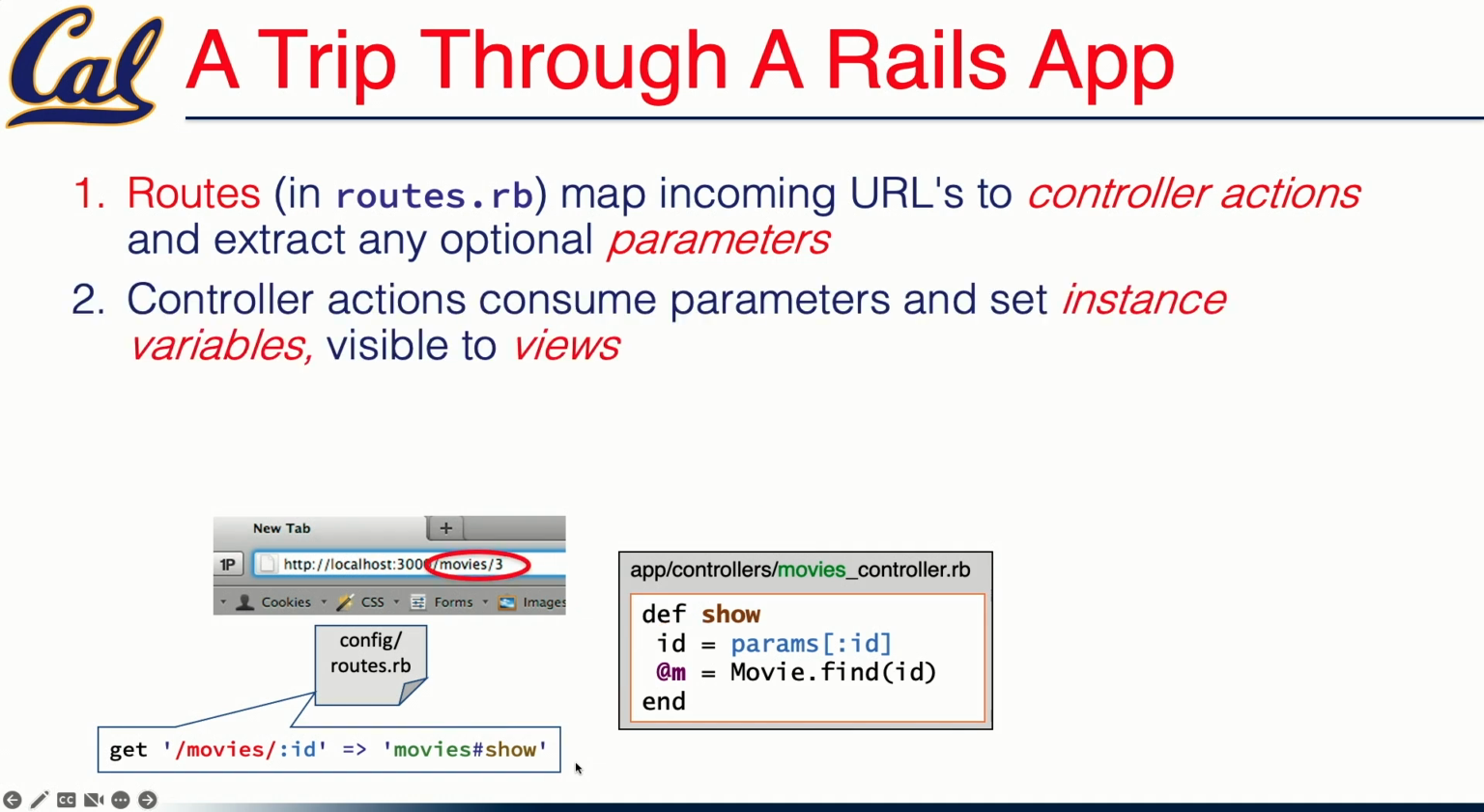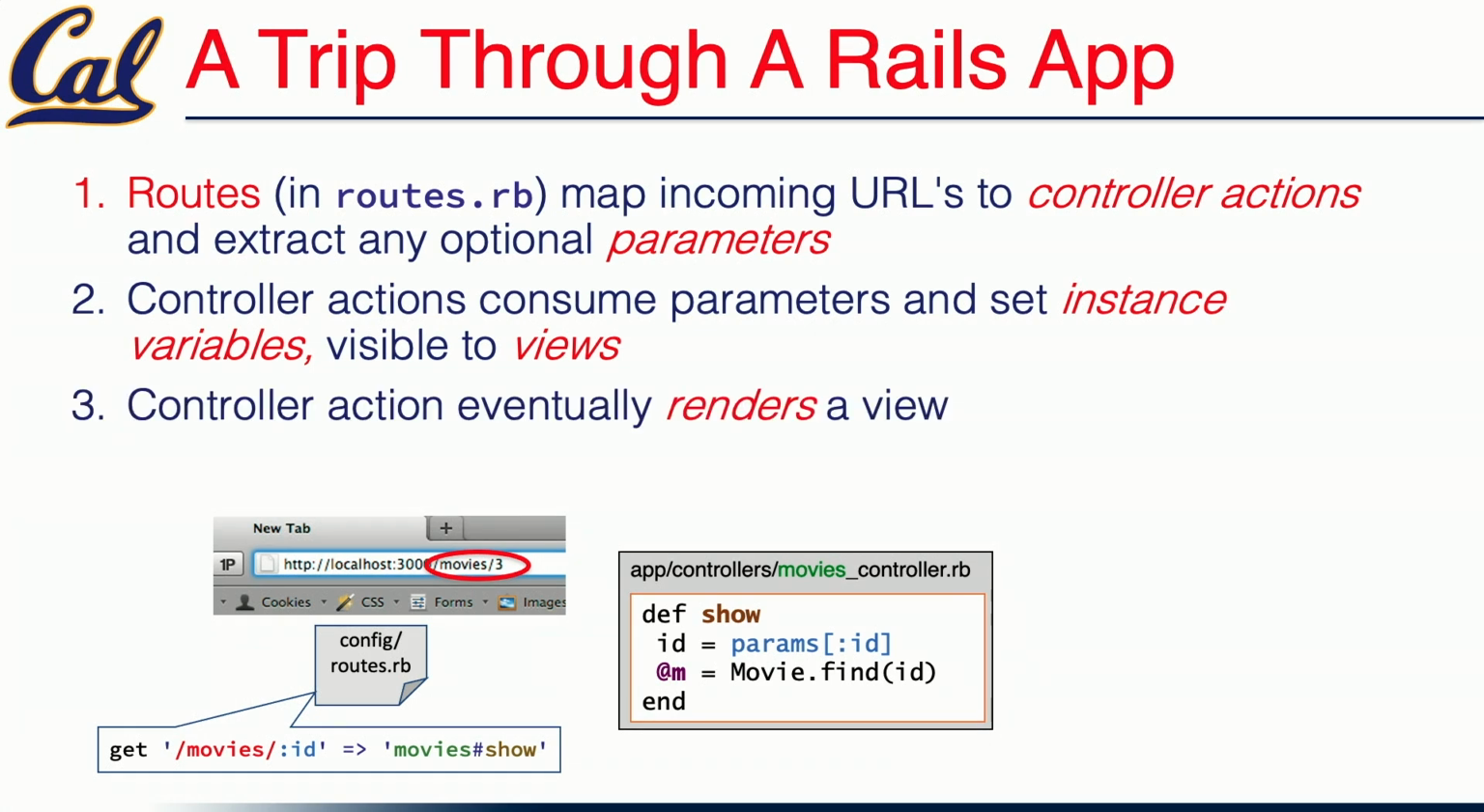Then what happens? The controller has an action, the code block that's associated with each method, and that action can look at the parameters, and it can set instance variables that will be visible to the views. So very similar to how this worked in Sinatra. And the controller action will eventually render a view. Again, very similar to what happens in Sinatra.